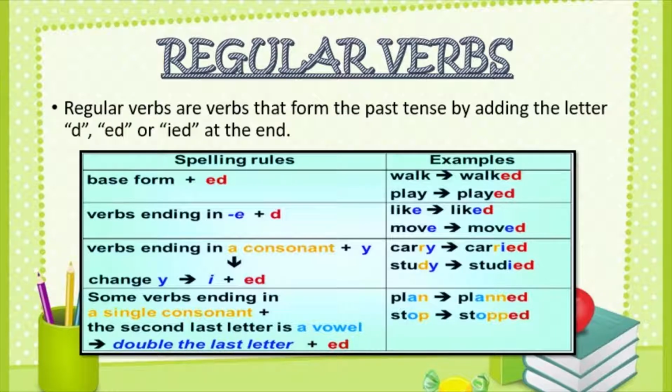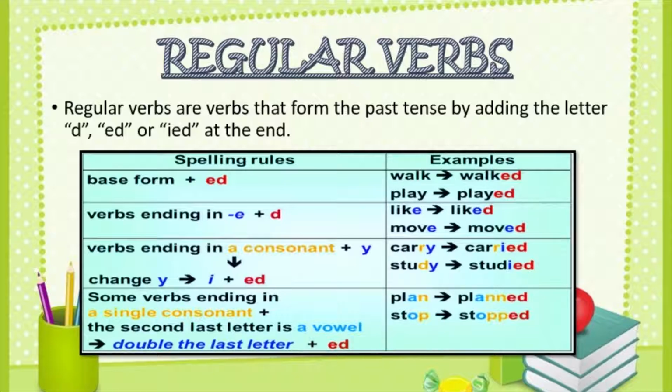But what is base form? So, base form is a word that we usually use in our daily life, like eat, drink, watch, play, and many more. So the first, we are going to talk about the base form plus ed. The examples are walk becomes walked, play becomes played. That is the first.